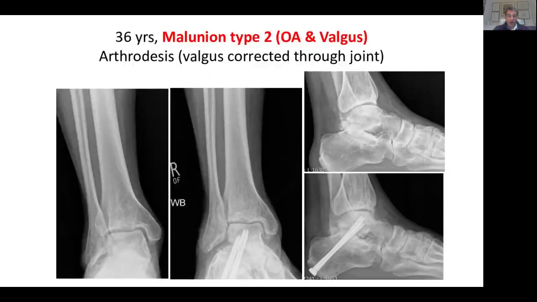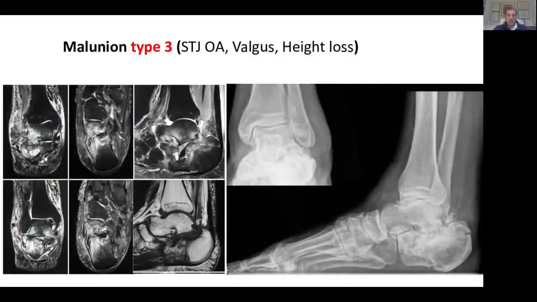That was a type 1, I would say. A type 2 is the arthritic joint with varus or valgus malunion, which again you may be able to correct through the joint, and even this procedure can be done arthroscopically if you are experienced enough, if you are able to correct minor varus or valgus through the joint without any major additional procedures.